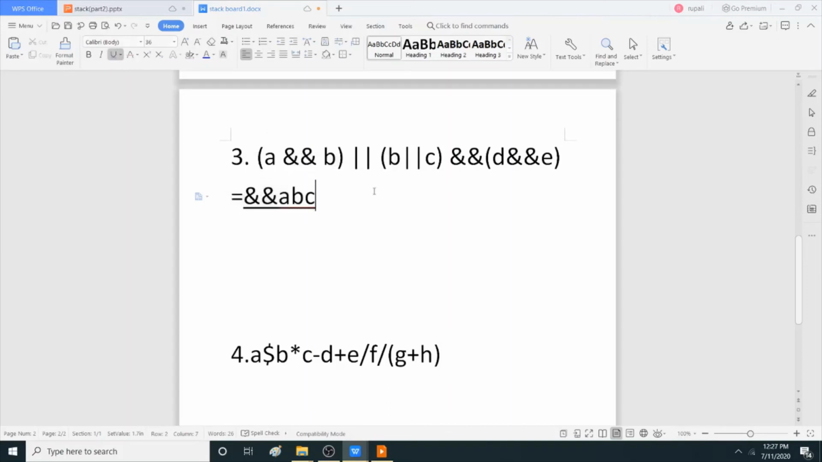Next, or. Next, this B or C becomes or BC, and D and E becomes and DE. Underline this and underline this.